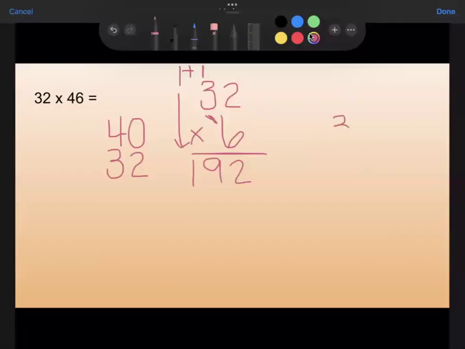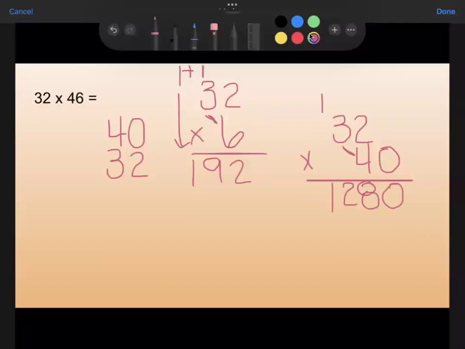I'm going to rewrite this as 32 times 4, and I'm going to stick that 0 out here at the end just to remind myself to add it when I'm done. So I'm going to multiply 2 times 4, which is 8, and then 3 times 4, which is 12. So again, I have to split that up and put the 2 here and regroup the 1. There's nothing to hold the 1, so it's going to fall straight down. And we get 128, but we got to add that 0 here at the end.